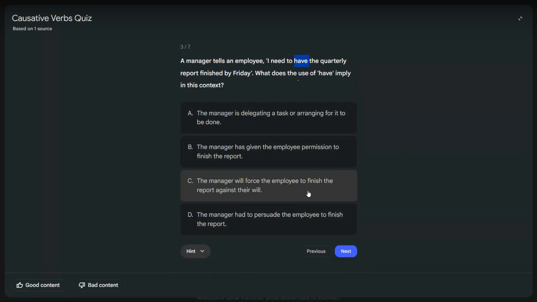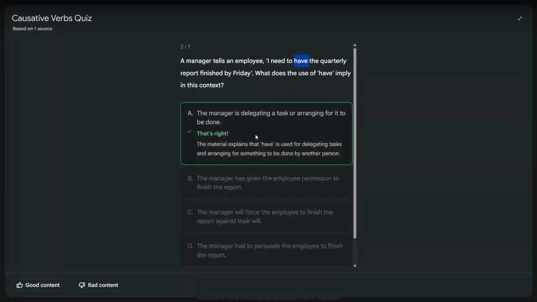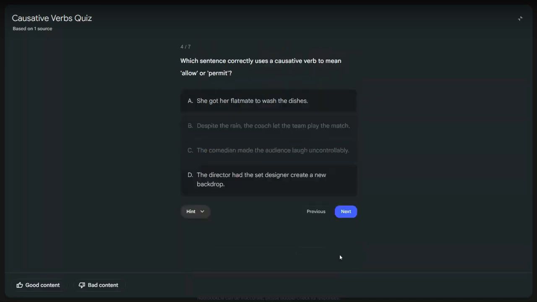See, he is here giving. The manager is not forcing. See what I said: I need to have. The manager is using have, right? So for have, what we said, arranging, right? Can you see anything arranging here? Yes, option A is right. The manager is arranging. Have is for arranging. Remember it. Aman, you were right.